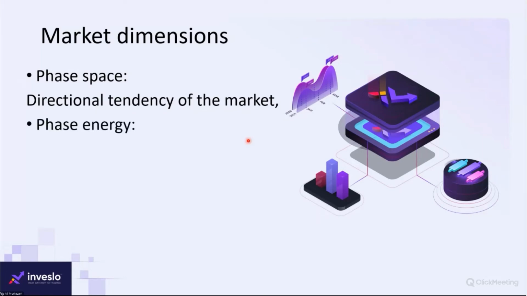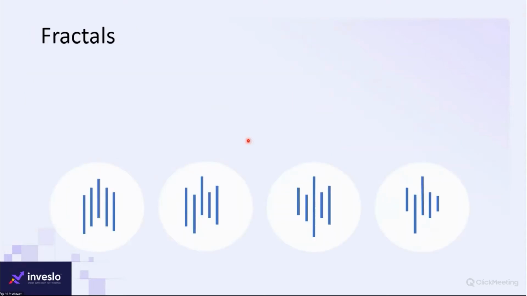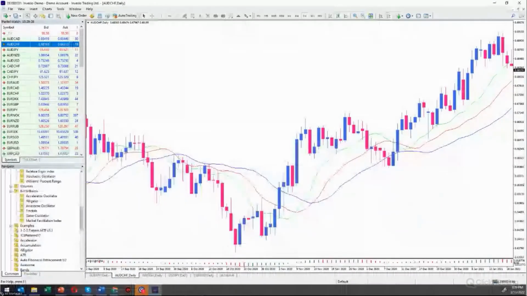The other important dimension of the market is the phase energy, which we can define by using momentum. And Mr. Bill Williams introduced the awesome oscillator as a tool to measure the market momentum or to identify the phase energy of the market. But for today, I think we won't have enough time, and it might be very confusing, because a lot of details will be included. So we will go only through this directional tendency, or let's say fractals. What are fractals? Before we start with fractals, let me make sure that you understood the alligator indicator.